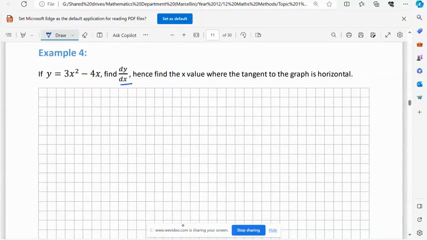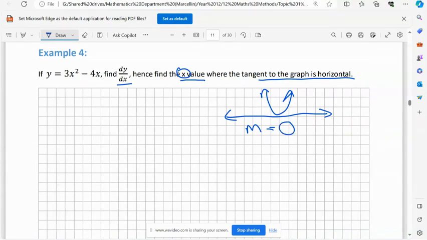This question says find dy by dx. Hence, find the x value. So we have to find x when the tangent to the graph is horizontal. So we want the tangent to be horizontal. So I hope you guys understand. Here's a graph. It's a key feature, right? There's where the tangent is horizontal. I hope you guys understand what the slope would be there, right? The slope would be 0.